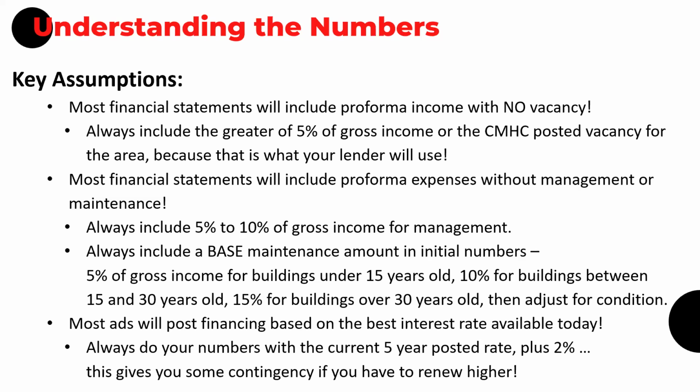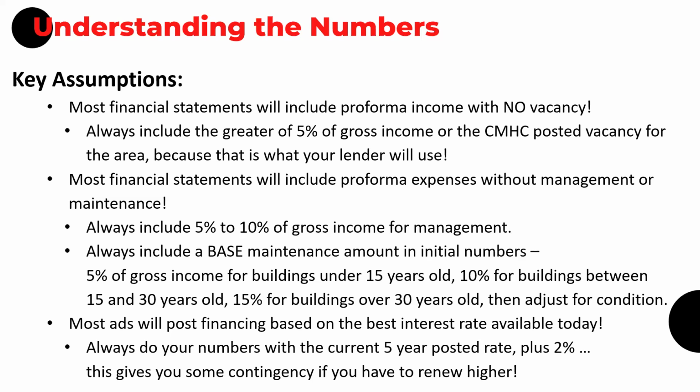Most financial statements will include pro forma expenses without management or maintenance. It's important to understand that it's going to cost you money to manage and maintain the building. Always use somewhere between 5 to 10% of gross income for management. I seem to be able to get decent property management for somewhere between 7 and 8%, but standard numbers for property management can run from 5% to 10%.